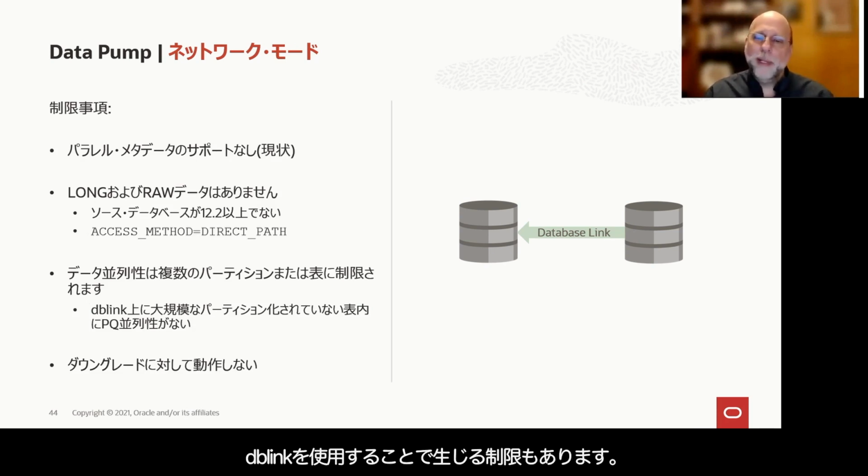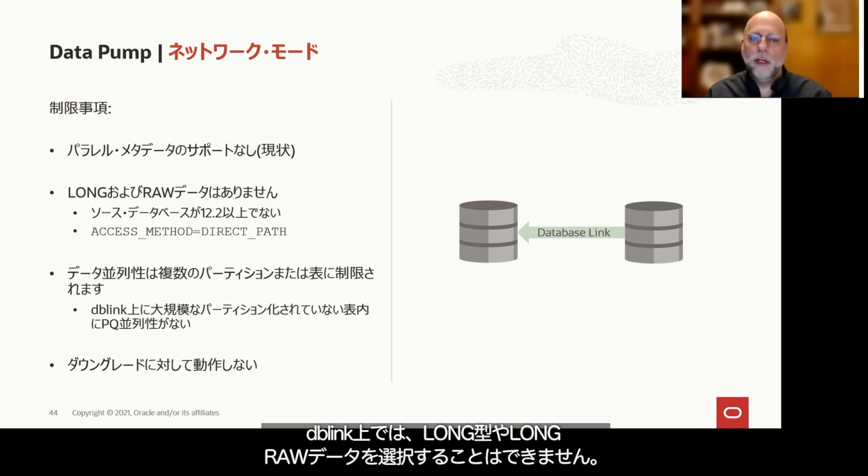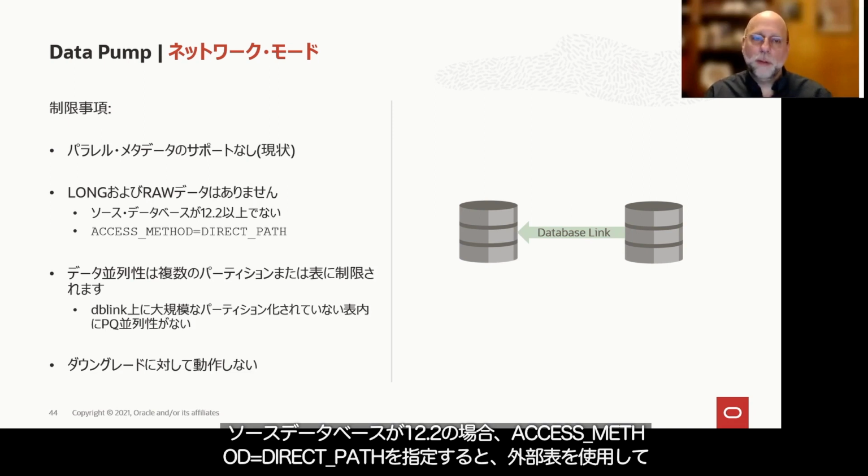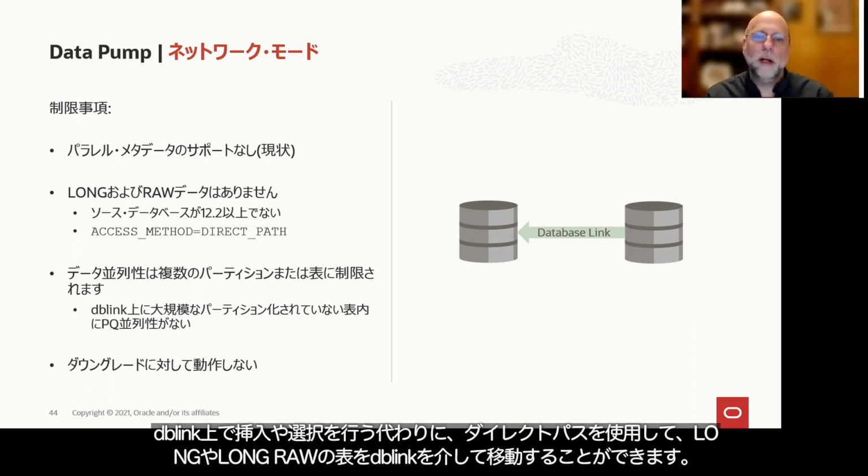Also, we have some limitations that are born of using DB links. Over a DB link, you're not allowed to select long raw data. We did come up with a clever workaround for that. If your source database is 12.2, you can specify access method equals direct path, and then instead of using external tables to do an insert as select over that DB link, we will move using direct path, and you can move those long raw data tables over a DB link.